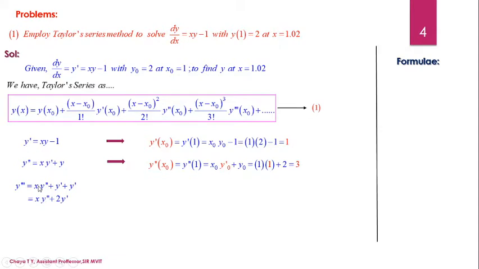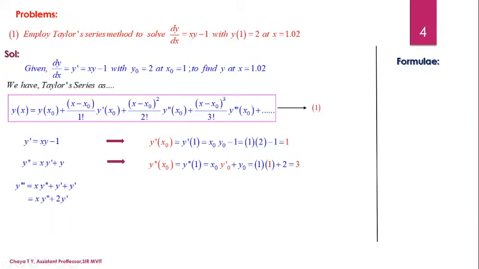To find the value of the third order derivative, I am going to differentiate the RHS. So when I differentiate the RHS, I am going to get the expression x into y double dash plus y dash into the derivative of x, which is 1, plus the derivative of y, which gives me y dash. When I simplify the expression, I can write this as x into y double dash plus 2 into y dash.